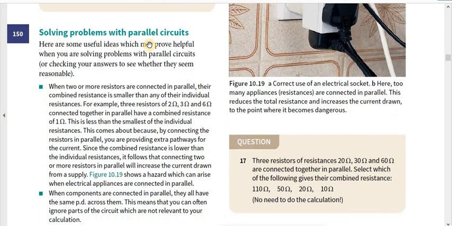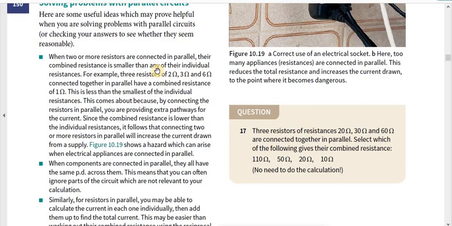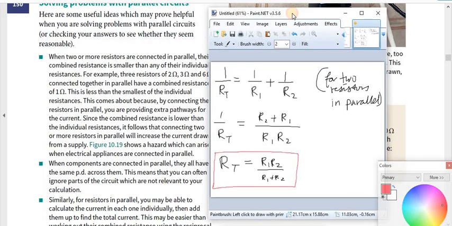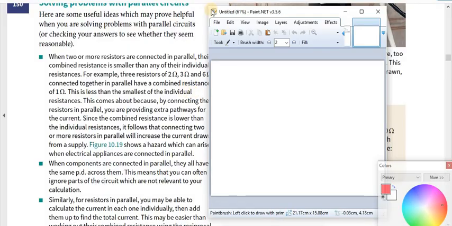Okay, then solving problems with parallel circuits. Here are some useful ideas which may prove helpful when you are solving problems with parallel circuits or checking your answer to see whether they seem reasonable. Okay, now one more point. If resistors are connected in parallel, then the total resistance of those resistors in the parallel connection will be less than the least resistance. Okay, so again, I think you would have also learned this in the IGCSE class.